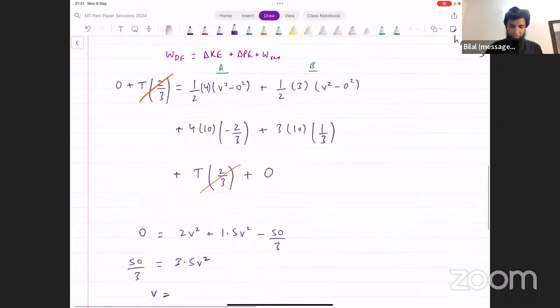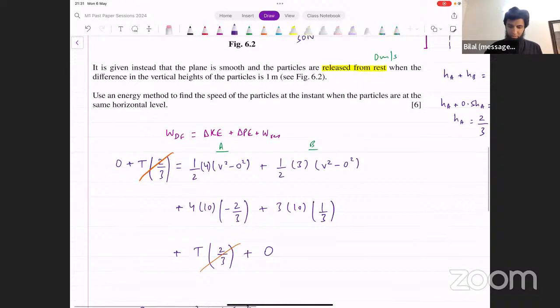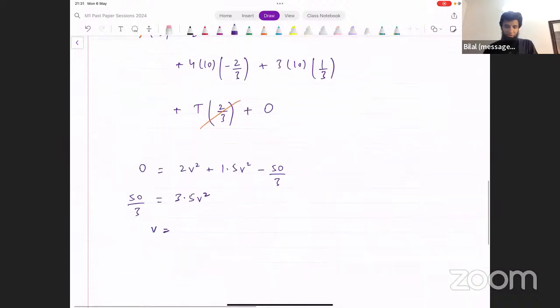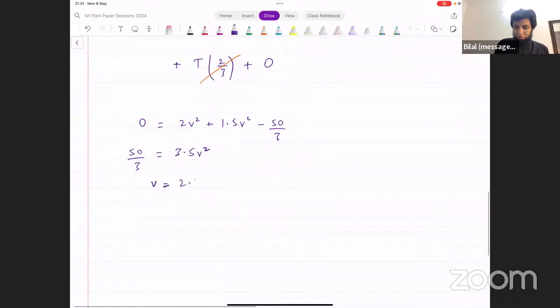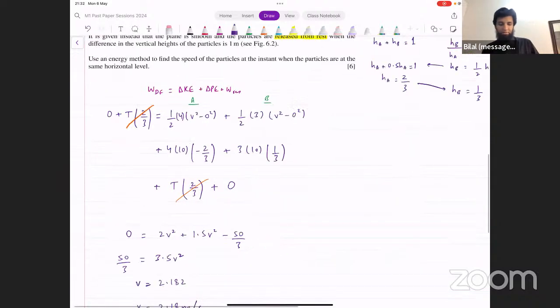Do we need an exact value here by any chance? No. Okay, so what does this give us? 50 divided by 3 divided by 3.5 and then square root of that. That's giving me 2.182 from this. Velocity equals 2.182. If you want to round it off, you can write this as 2.18 meters per second. That's the final speed of these particles.